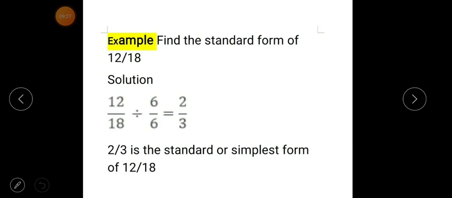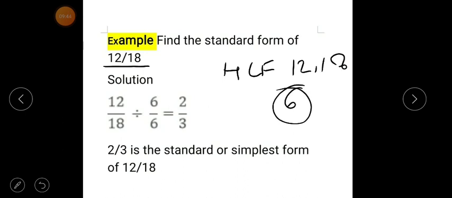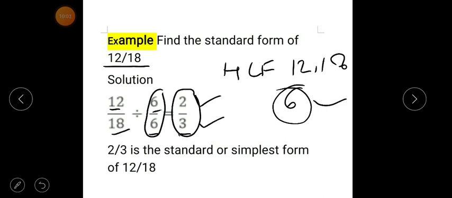Let's just understand with the help of an example. Find the standard form of 12 upon 18. Now 12 upon 18 is given to you. We know that the HCF of 12 and 18 is 6. That is, the highest common factor of 12 and 18 is 6. So we will divide them by 6 upon 6. While dividing, 12 divided by 6 gives us 2 and 18 divided by 6 gives us 3. So 2 upon 3 will be the standard form, or you can say the simplest form, of the rational number 12 upon 18.